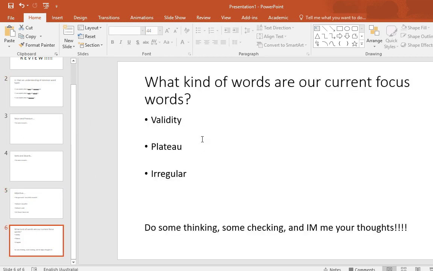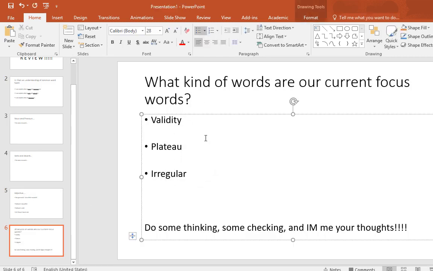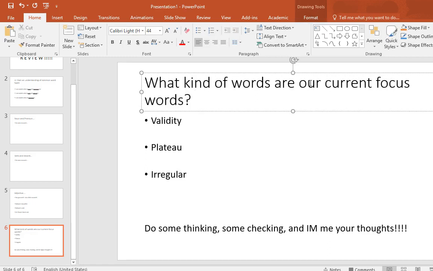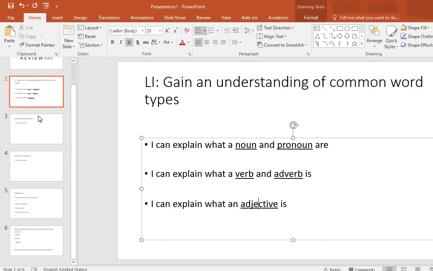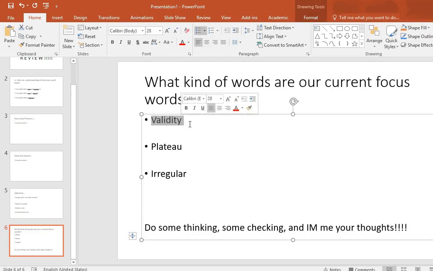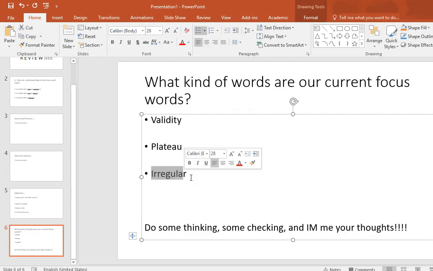And last but not least, we are working with 3 focus words at the moment: validity, plateau, and irregular. And I want you to tell me what kind of words are our current focus words. So are they nouns, pronouns, verbs, adverbs, or adjectives? The words are validity, plateau, and irregular. Now with validity in particular, you might want to work with valid without this suffix. That might help you nut that one out. You are sitting at computers and devices, so you can use the internet to try and work this out as well. But give it a bit of thinking, all right?